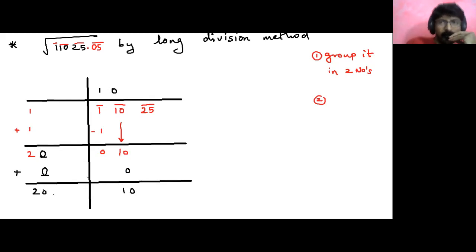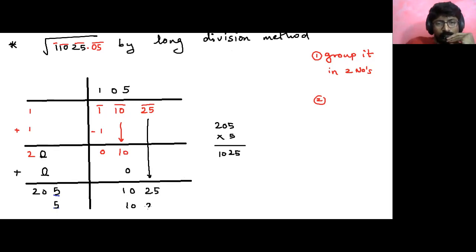Now again I'll have to fix another number over here, and I have to bring this 25 down. One second, I'll get this 25 down over here. Why 25 over here as well? And now what number should I write over here? If I write 5 here, I'll have to multiply 205 by 5. So 5 fives are 25, and 5 twos are 10. That's how it fits over here. So 1025.